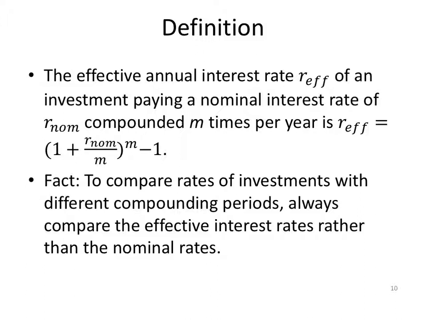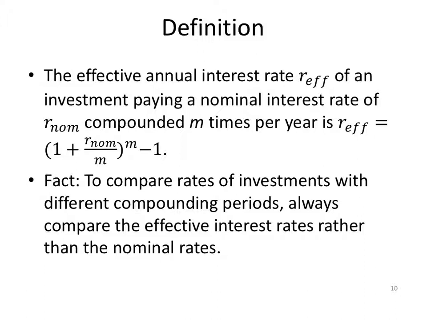Effective annual interest rate, R sub EFF, of an investment paying a nominal interest rate, R nom, compounded m times per year is given by this formula. R EFF, so the effective rate, is 1 plus the nominal interest rate divided by m, all raised to the m power minus 1. Notice this is 1 plus I to the m, not to the n, but to the m.